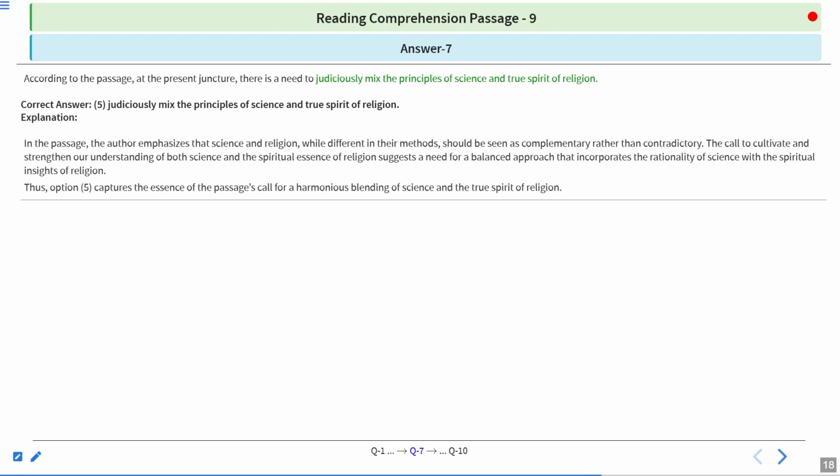And the explanation is in the passage, the author emphasizes that science and religion, while different in their methods, should be seen as complementary rather than contradictory. The call to cultivate and strengthen our understanding of both science and the spiritual essence of religion suggests a need for a balanced approach that incorporates the rationality of science with the spiritual insight of religion. Thus, option 5 captures the essence of the passage's call for a harmonious blending of science and the true spirit of religion.